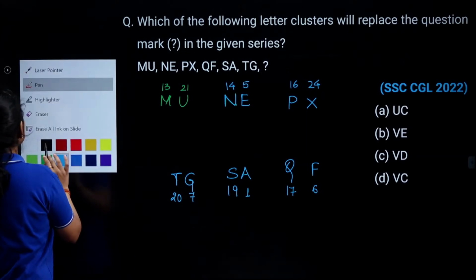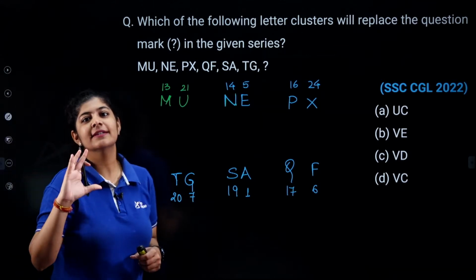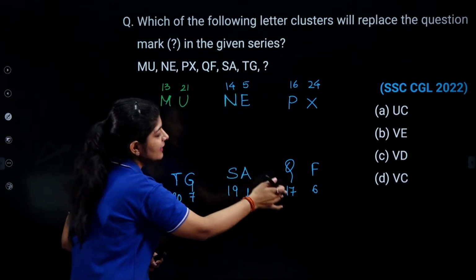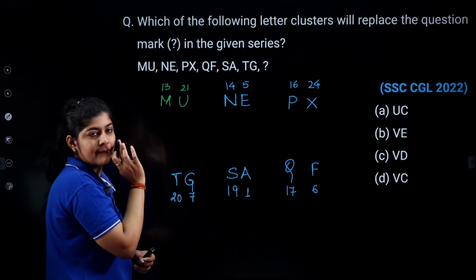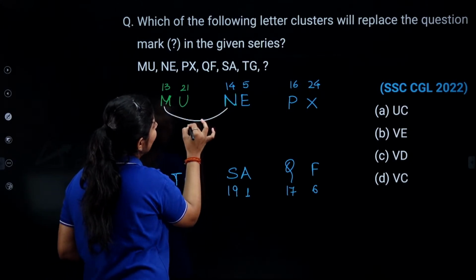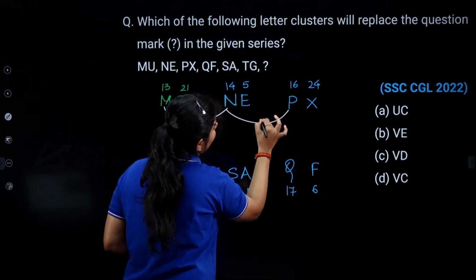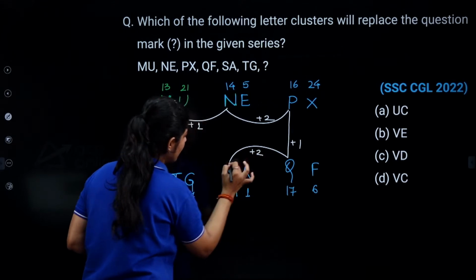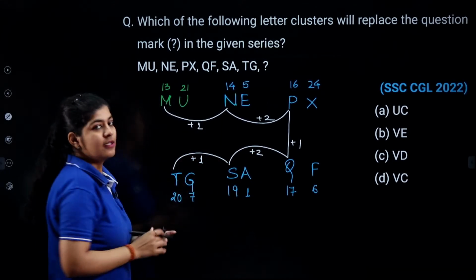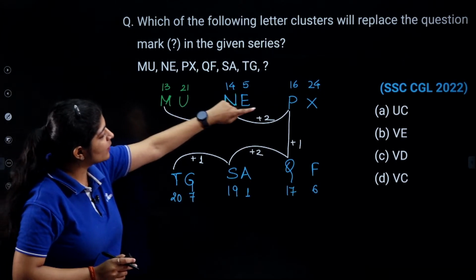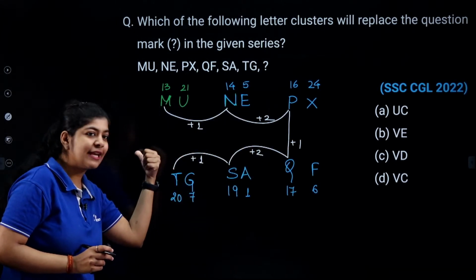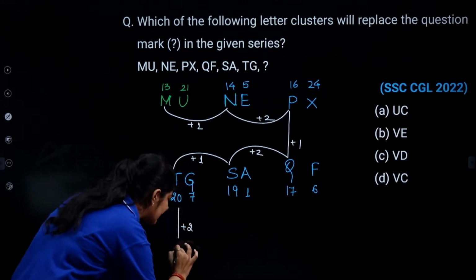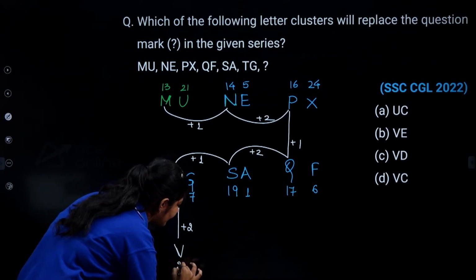Okay. Whenever you are having this type of thing, just simply analyze the numbers. This 13 changes into 14, this 14 changes into 16, and this changes into 17, after that 19, 20. So you can easily say that here we are having a gap of +1, +2, +1, +2, +1. So the next term is at a gap of +2. 20 plus 2, that is 22, and 22 is associated with V.